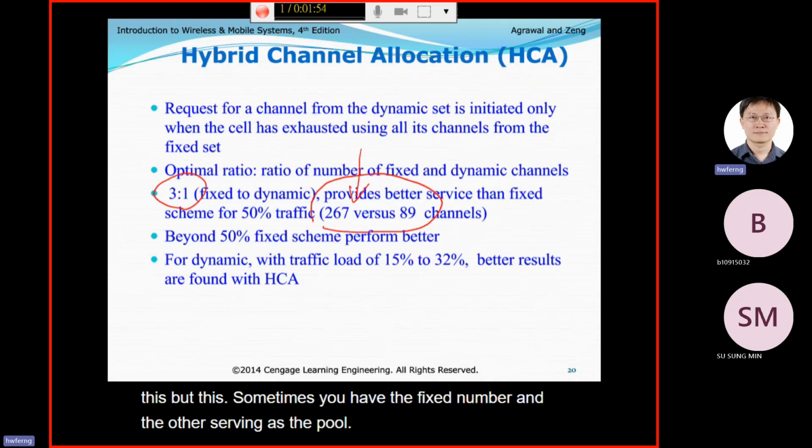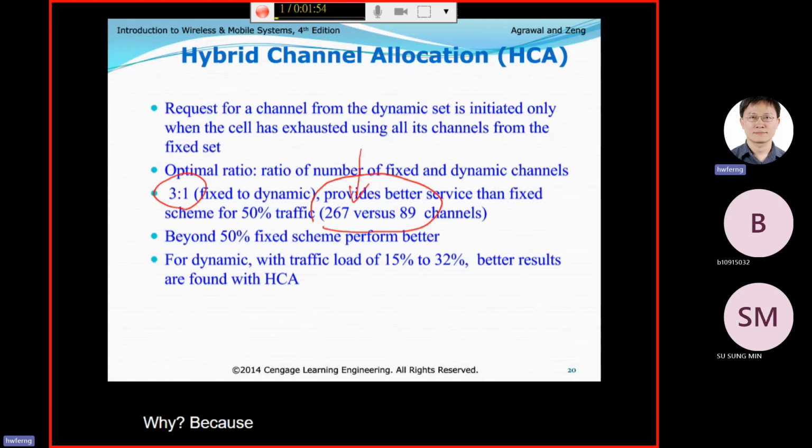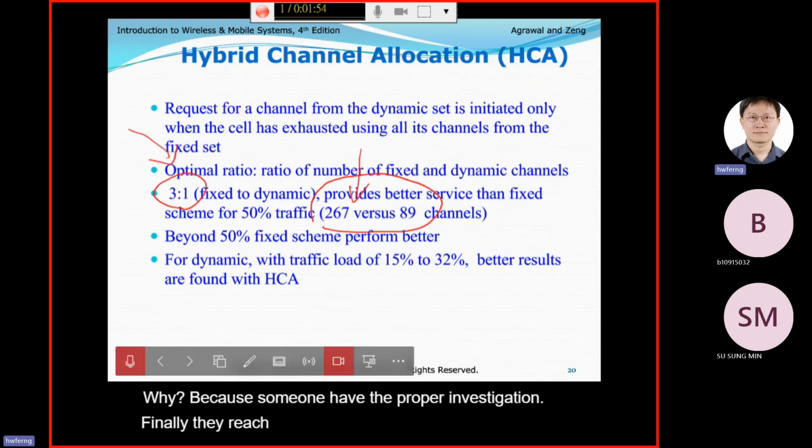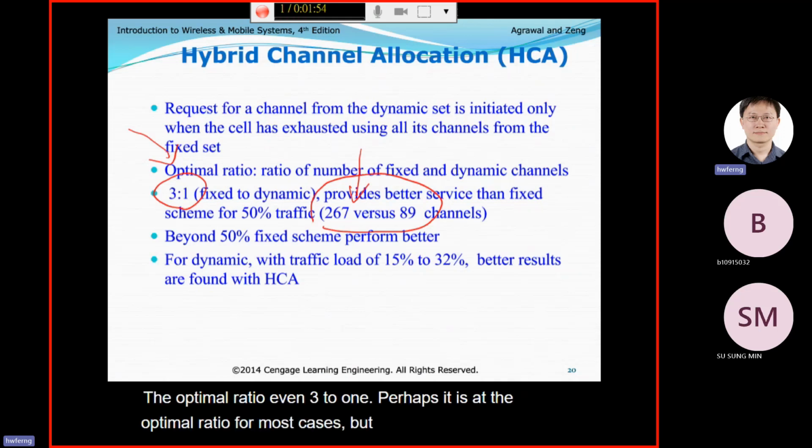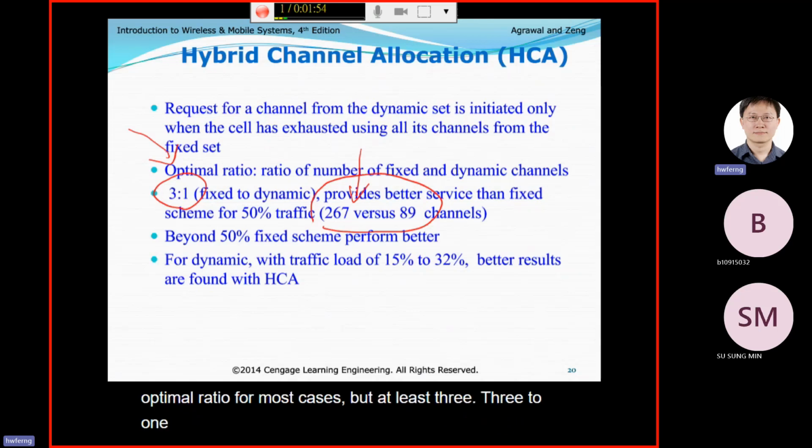Why? Because someone did a proper investigation, and finally they reached this optimal ratio. Even 3-to-1 perhaps is not the optimal ratio for most cases, but at least 3-to-1 can possibly reach the optimal ratio. So that's why we mention 3-to-1.